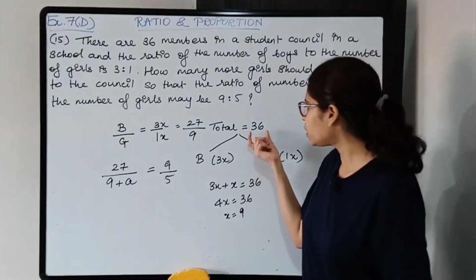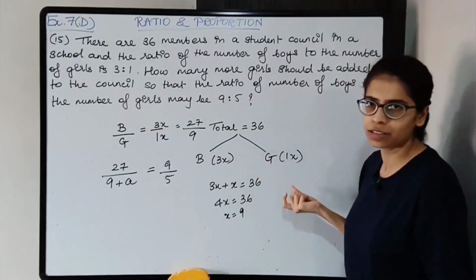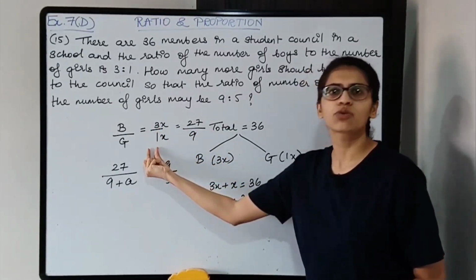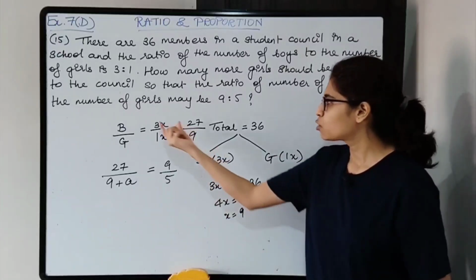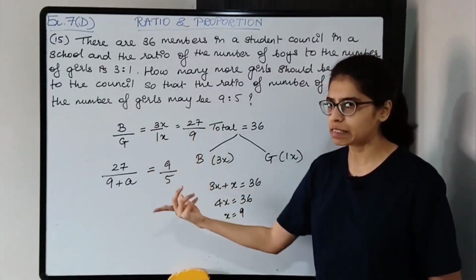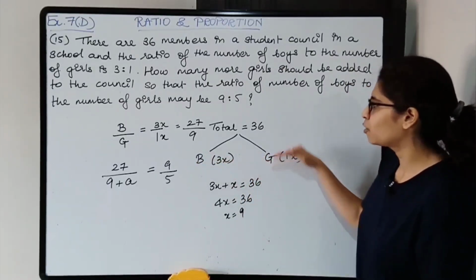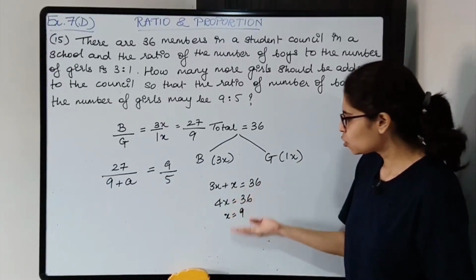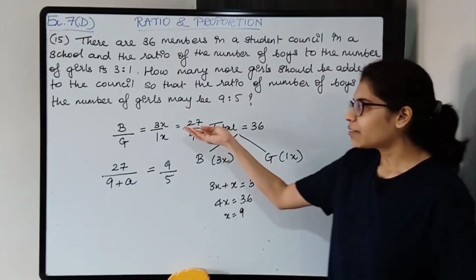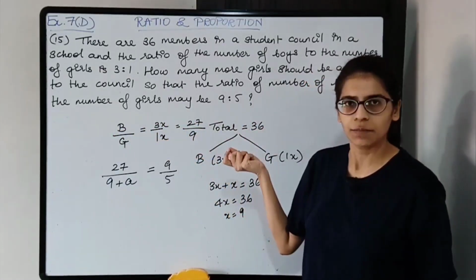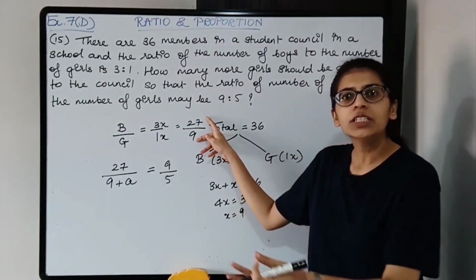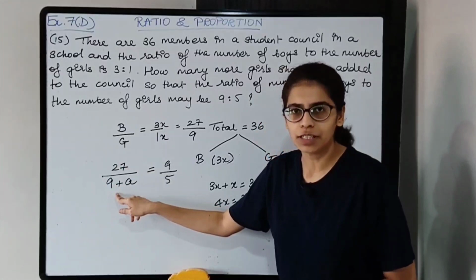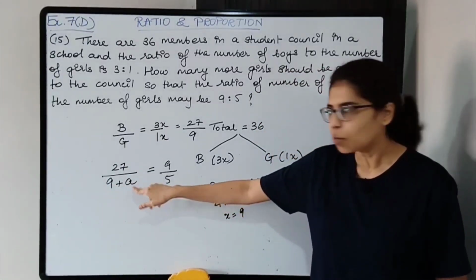I'll repeat. Total number of council members are given. Out of that, some are boys, some are girls. Boys and girls ratio is given as 3:1. So common factor, we'll assume it to be x. So there are 3x boys and 1x girls, that is x number of girls. Now we know that number of boys plus number of girls is equal to total number of council members. So 3x plus x is equal to 36. Solving this, you will get the value of x. Once you get the value of x, you will come to know how many boys are there, how many girls are there. We got this. But we need to add more girls to the council. So number of boys is to number of girls will be 9 plus a. Boys will remain as it is.